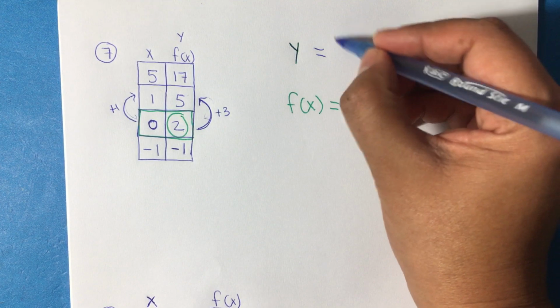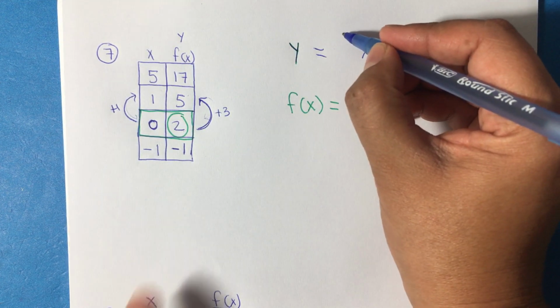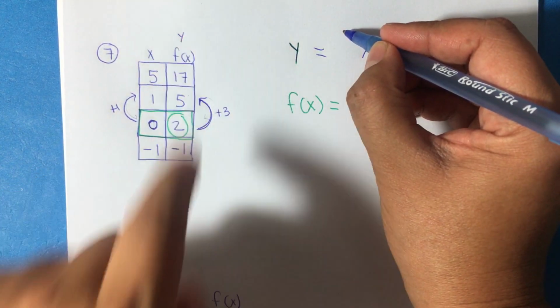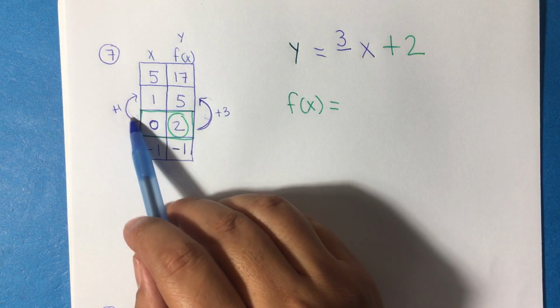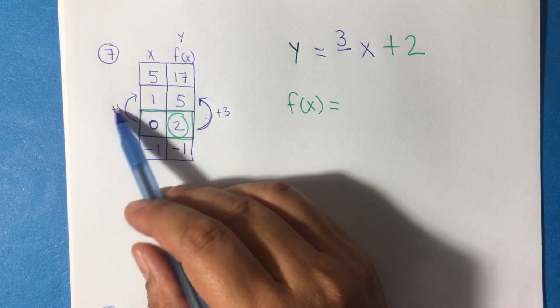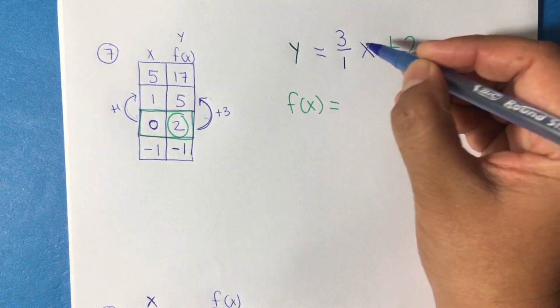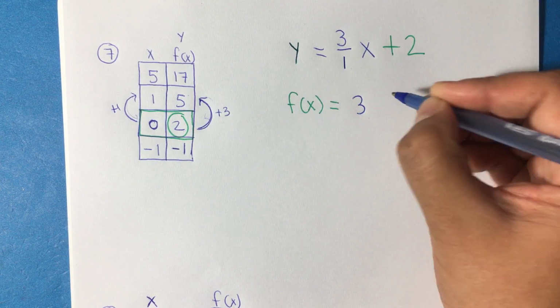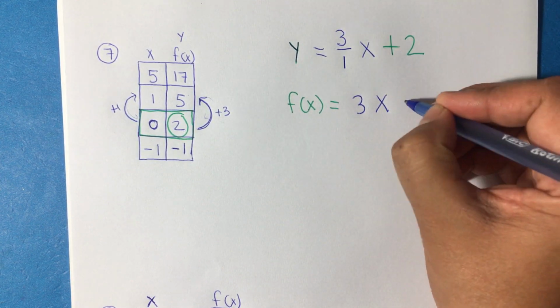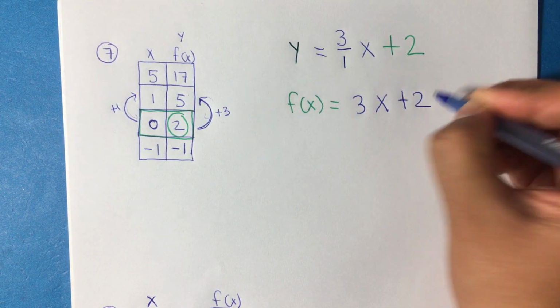So what is going to go in the numerator? The change on y, right? The change on y is positive 3. And what is the change on x? It is positive 1. So we divide 3 divided by 1 is 3. And bring down the x and put the plus 2.